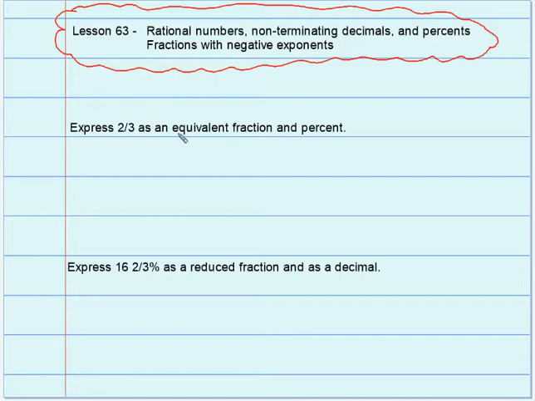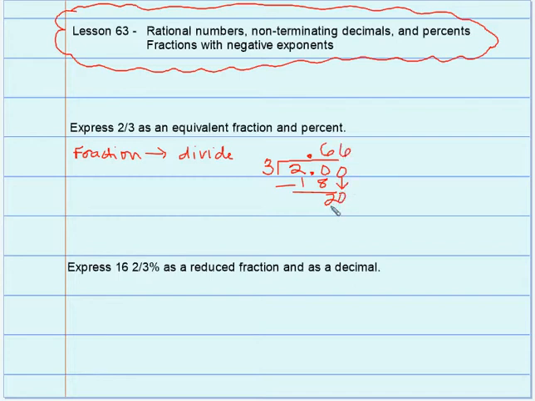Express 2/3 as an equivalent decimal and percent. Well, to write 2/3 as a decimal, you would divide. And we're going to put 3 into 2, and we're going to have to get some decimals here. So decimal, 6, 18, subtract 2, put a 0, 6, 18.